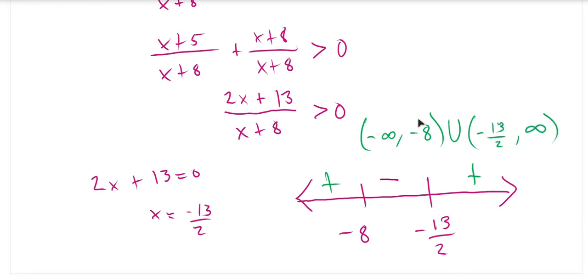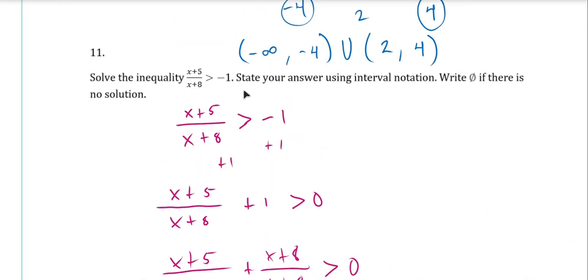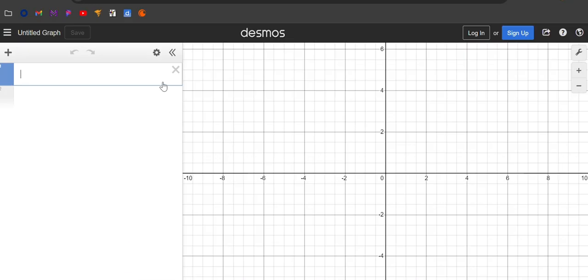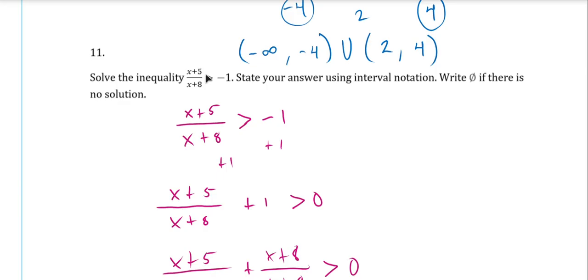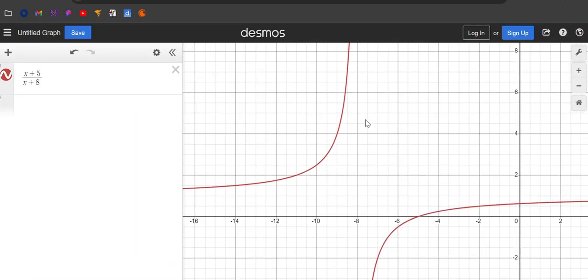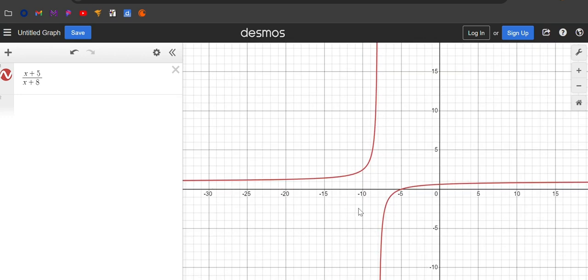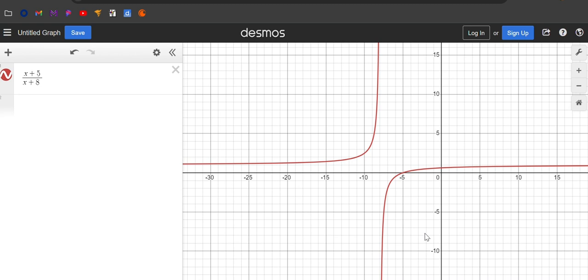Now, I should point out that if you have a graphing calculator, one way to approach checking your work is to graph these things. So here I've opened up a Desmos graph. My problem is x plus 5 over x plus 8 is greater than minus 1. Here's a graph of x plus 5 over x plus 8. We can see it looks like a hyperbola, the usual 1 over x shape, with slightly different asymptote and signed behavior. Now the question was related to minus 1.